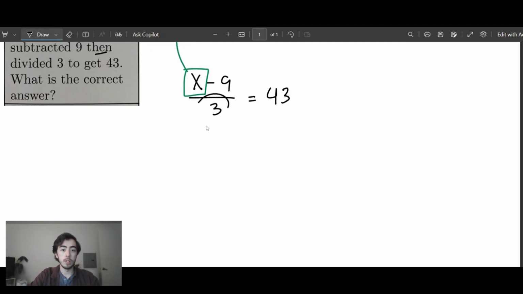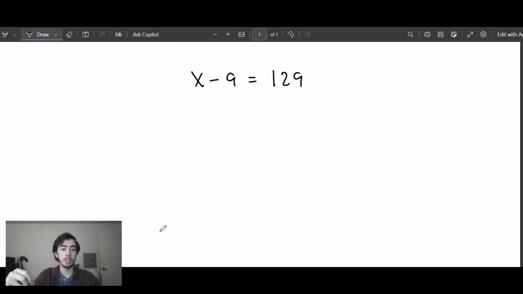And the first thing I want to do here is multiply by this 3. So I'll go times 3 times 3. These things cancel out. We just get x minus 9 equals, I think that's 129. And then the opposite operation, opposite of subtracting 9 would just be adding 9. And then now I see that x is equal to 138.